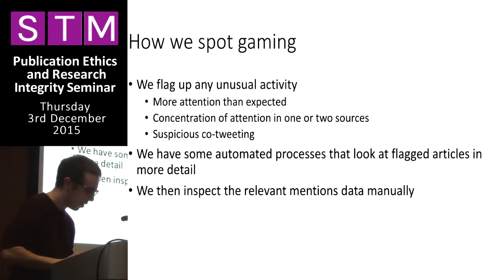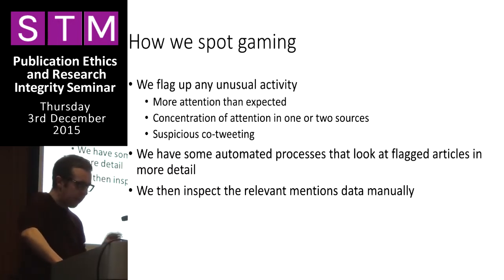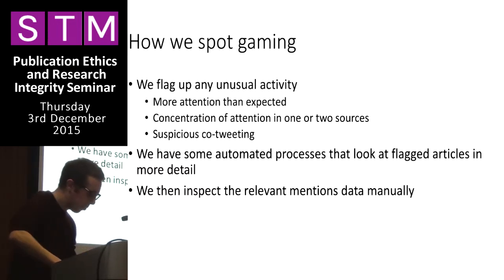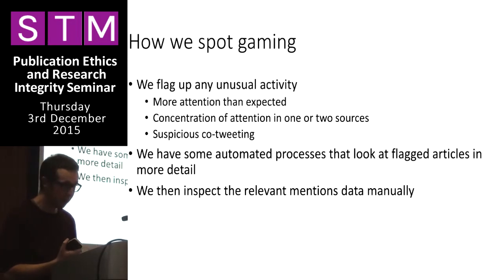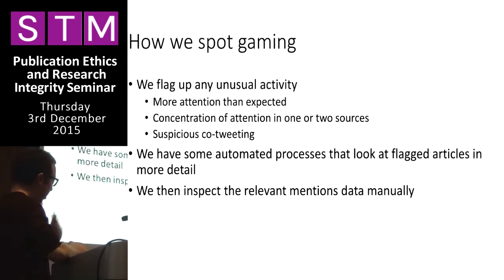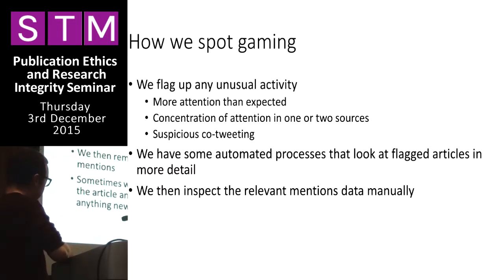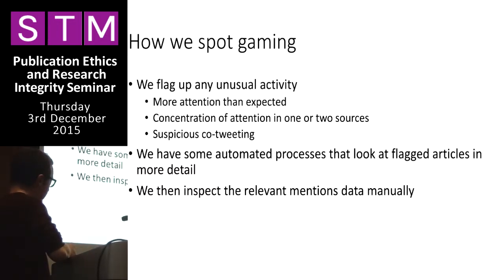And then suspicious co-tweeting is about the spam networks. We can figure out that if there are 1,000 accounts that only ever tweet the same papers, that's unusual. That's not normally what we'd expect to see. So all that can flag things up. We get an automated process, and then we have to manually check it. That's the only way we can figure out what's gaming versus spam and this kind of thing. We have someone actually check the flagged articles. I've glossed over inspecting the relevant mentions manually, but I'll talk about that later.